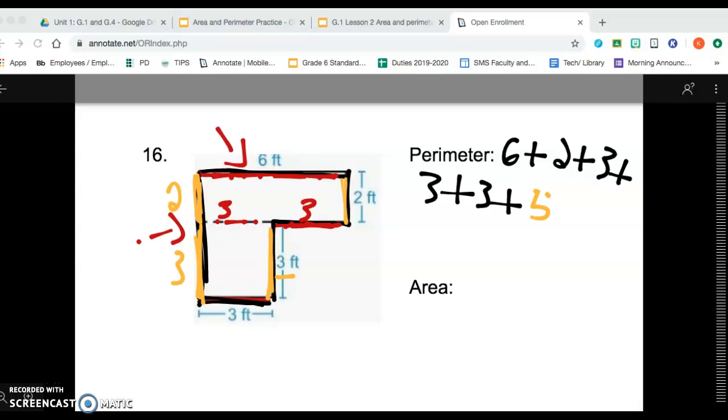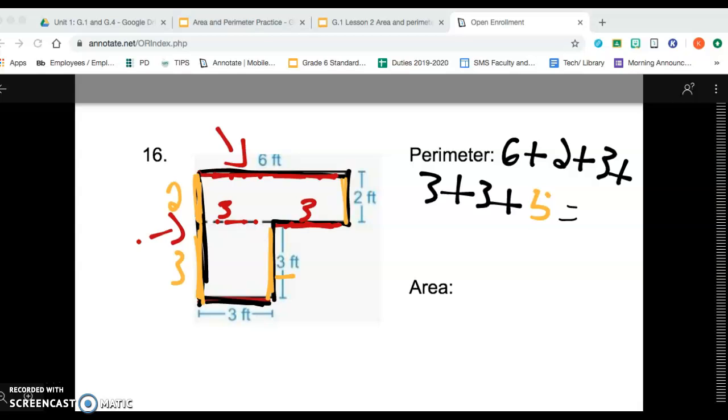Okay, so this is part 2 of the video. We're just going to pick up right where we left off. So we just finished finding all the side lengths, and now we're going to get ready to add them up to find the perimeter. So we had 6 plus 2 plus 3 plus 3 plus 3 plus 5.